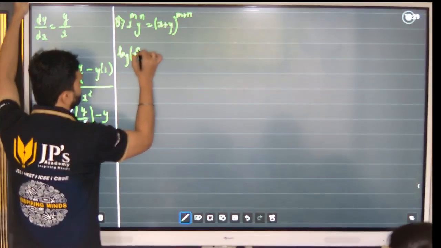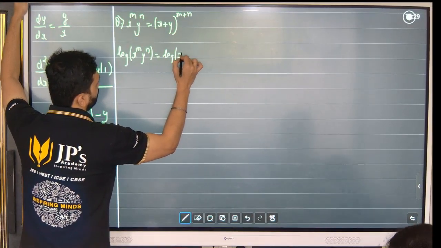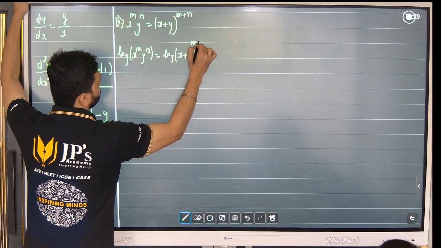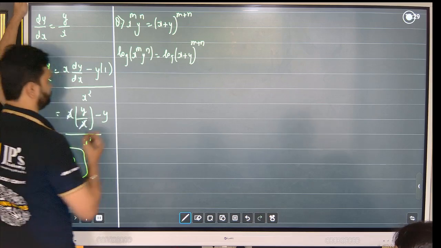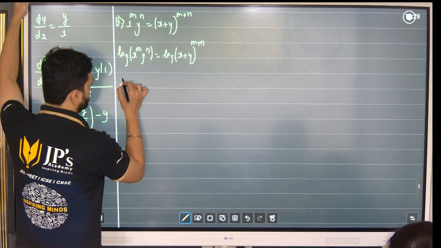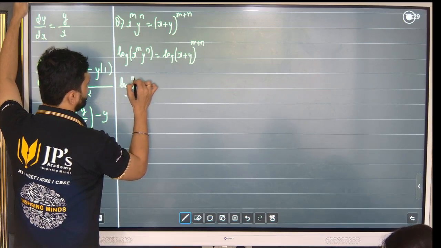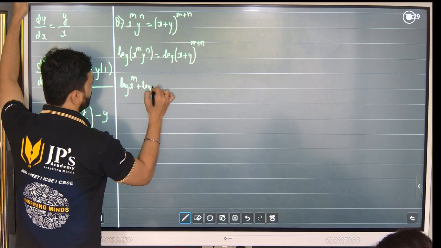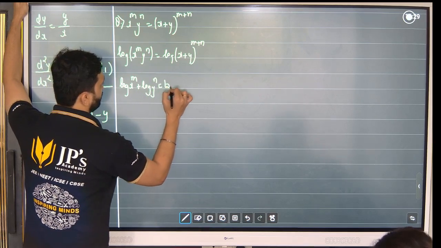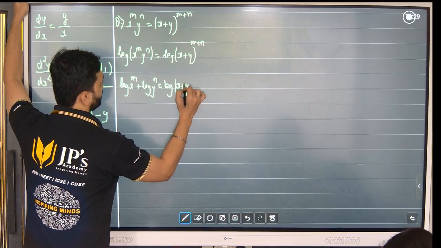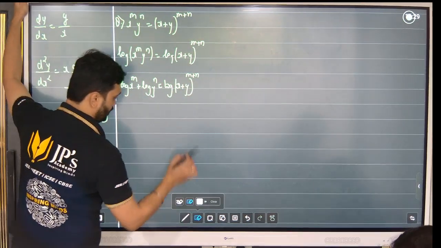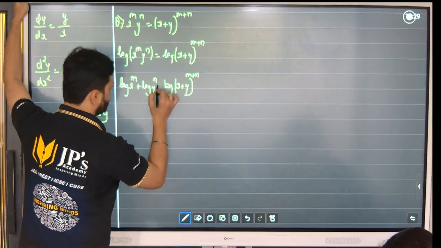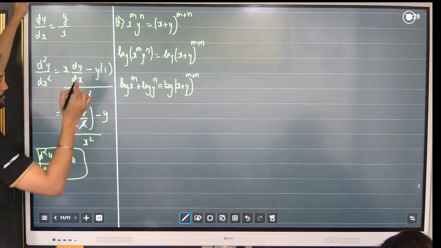So log of x raised to m, y raised to n is equal to log of (x plus y) raised to m plus n. What is log AB, guys? Log A plus log B. So can I directly write this as log x raised to m plus log y raised to n is equal to log of (x plus y) raised to m plus n? The power becomes the coefficient.